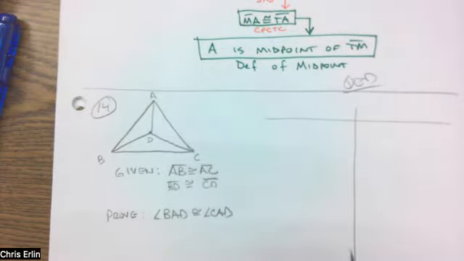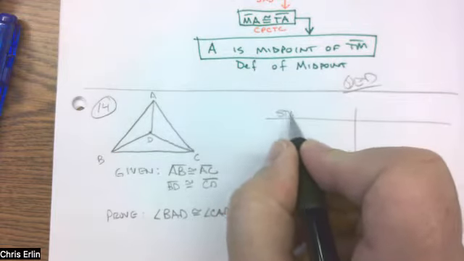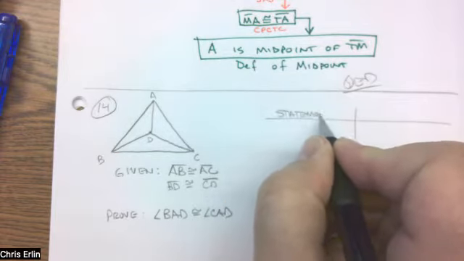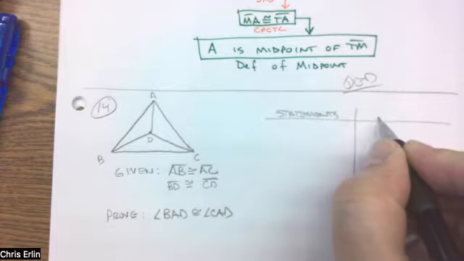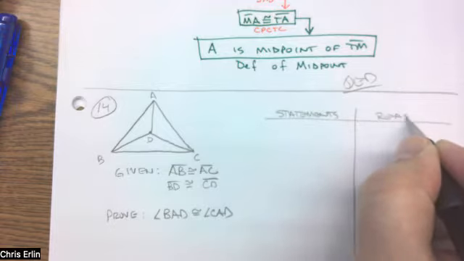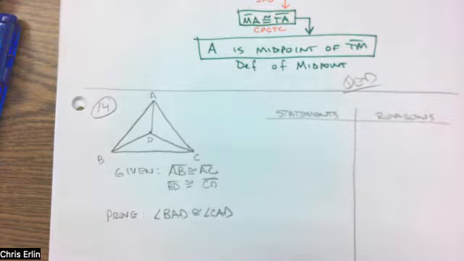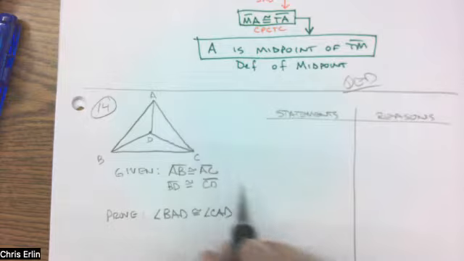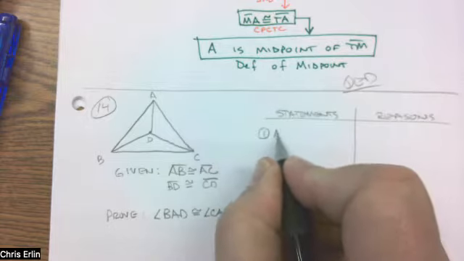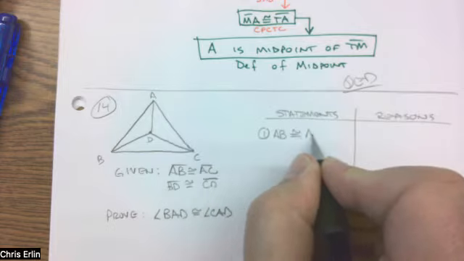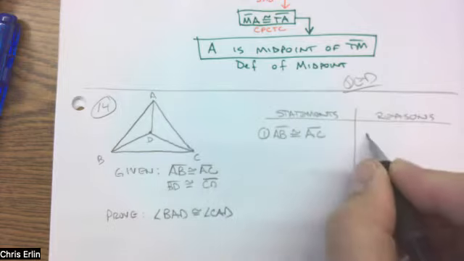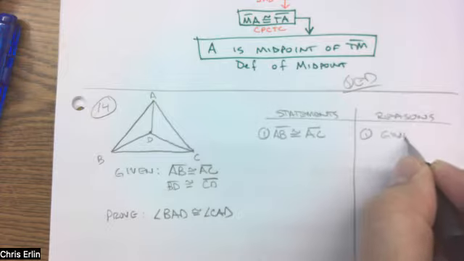Again, this time we're doing a 2-column proof. So the left column is our statements. The right column is our reasons. And where do we start? Givens. Number 1, AB is congruent to AC. And my reason for number 1 is given.